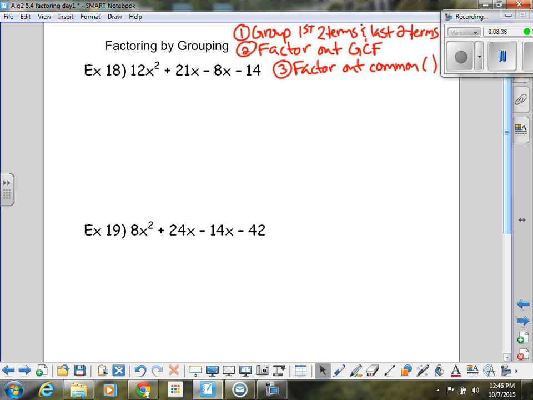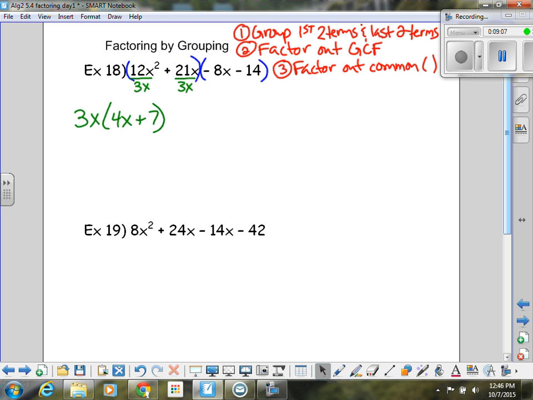So in this one, example 18, I'm going to group the first 2 and the last 2. And then in this first group, just look at the first group now, what can I divide each of these by? I'm thinking just 3x is going to come out of there. So that would leave me with 3x times parentheses. 12 divided by 3 is 4. x squared divided by x is x. And then 21x divided by 3x would just give me 7.